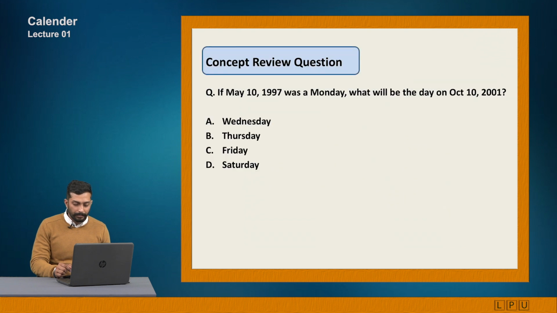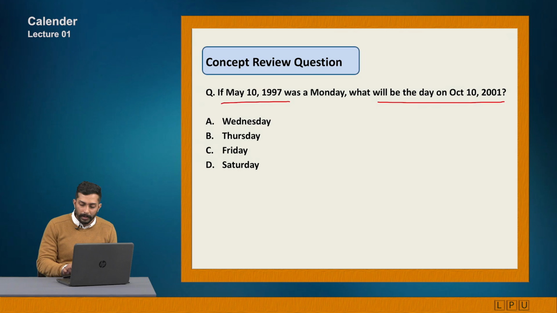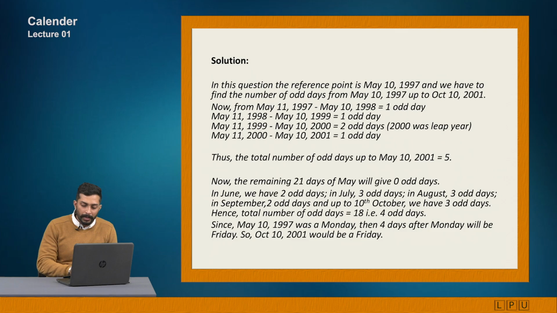Now we will solve one question here to understand the concept of odd days that we have learned. If May 10, 1997 was Monday, what will be the day on October 10th, 2001? So how to solve this question? First of all, we have to find the number of odd days from May 10, 1997 up to October 10, 2001.